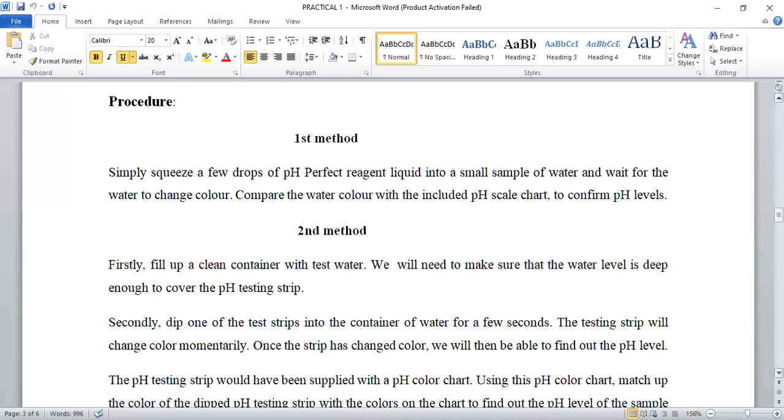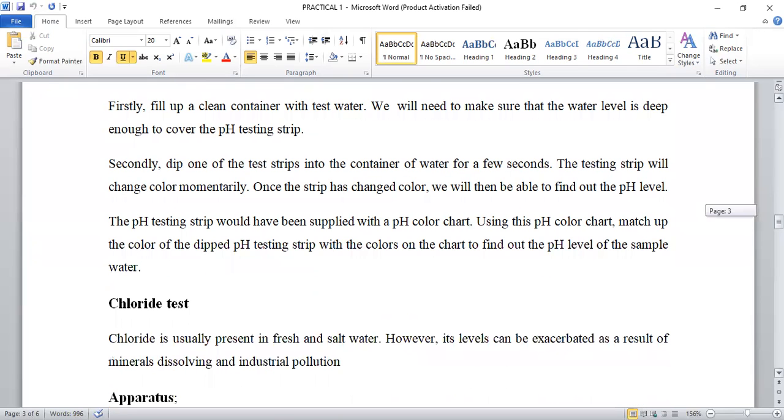The second method of checking the water quality is to fill up a clean container with test water. We will need to make sure that the water level is deep enough to cover the pH testing strips. Secondly, we will dip one of the test strips into the container of water for a few seconds. The testing strip will change color momentarily. Once the strip has changed its color, we will be able to find out the pH level.